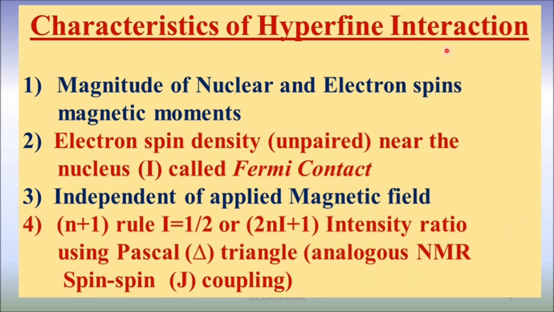What are the important characteristics of hyperfine coupling? It is similar to spin-spin coupling. It depends on the magnitude of nuclear and electron spin magnetic moments, and on electron spin density near the nucleus, because the electron spin couples with the nucleus, called the Fermi contact term. Similar to the J value, the A value is independent of the applied magnetic field, and it obeys the n plus 1 rule. If I equal to 1, then 2nI plus 1. The intensity ratio is given by Pascal's triangle.